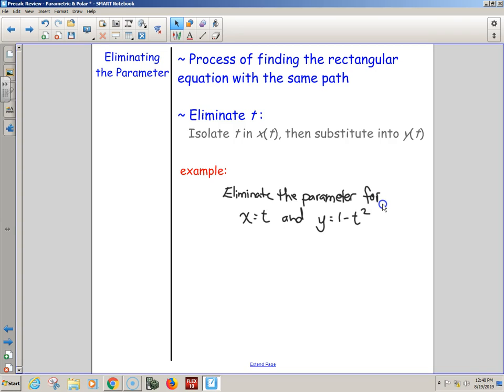How do we forget the t? The parameter. Something super decal that we figuring out the rectangular, aka equation with the exact same path.